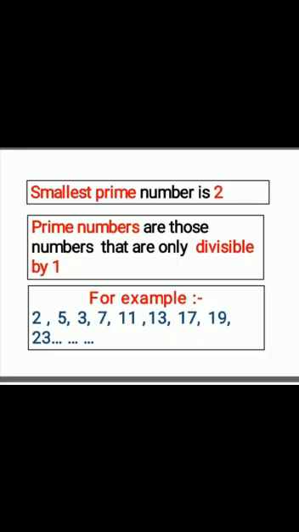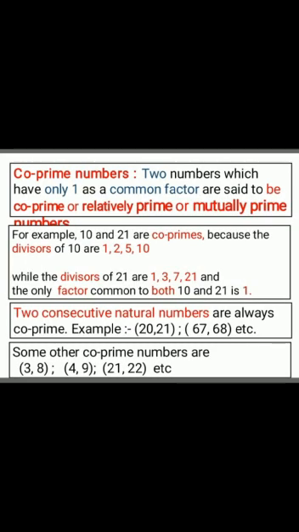Now children, can you tell me what are prime numbers? Prime numbers are those numbers that are only divisible by 1 and themselves. And which is the smallest prime number? The smallest prime number is 2. Can you give me some more examples of prime numbers? 2, 3, 5, 7, 11, 13, 17 and many more. Good. Prime numbers are those numbers that are only divisible by 1 and themselves.